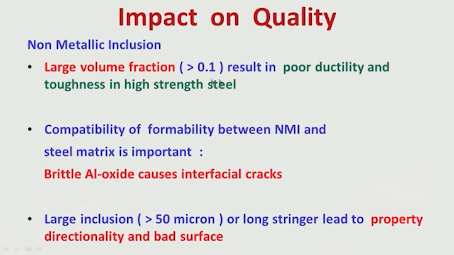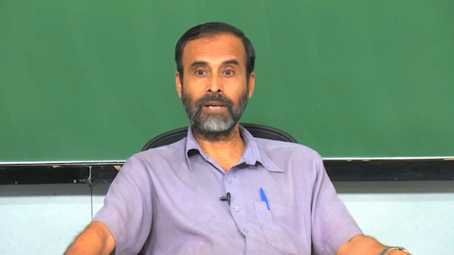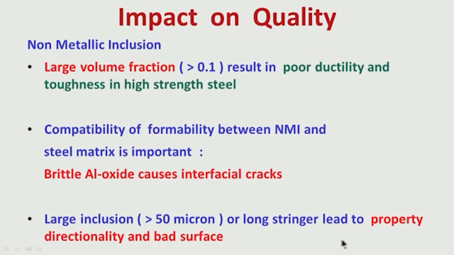The number of such large inclusions will be less, but even if there are a few such large inclusions in an otherwise clean steel, we may get a situation when the volume fraction of inclusion in steel is less, that means less than 0.1. So it is a relatively clean steel, but certain inclusions, very few, are large in dimension, maybe 50 micron, maybe 60, maybe 100 micron. Then we may have a problem because they will lead to directionality of the properties.